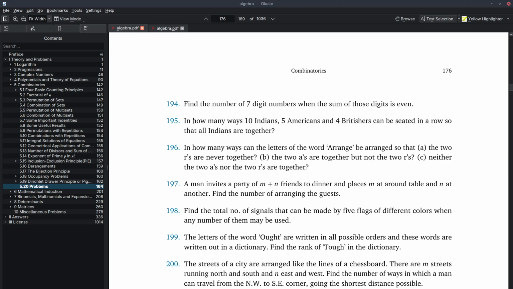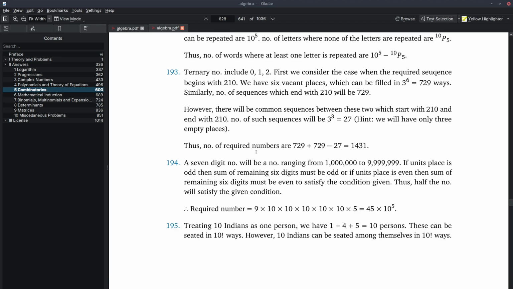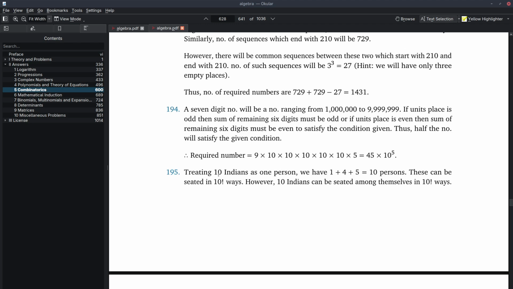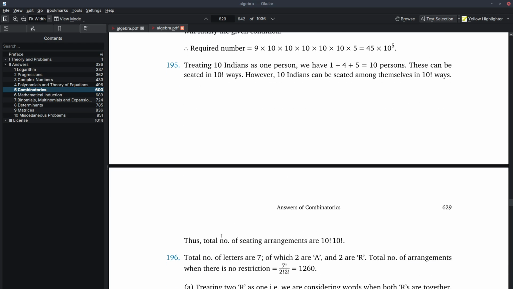Question 195 says that in how many ways 10 Indians, 5 Americans and 4 Britishers can be seated in a row so that all Indians sit together? So treating 10 Indians as one person, we have a total of 10 persons. These can be seated in 10 factorial ways. However, 10 Indians can be seated among themselves in 10 factorial ways. Thus, the total number of seating arrangements is 10 factorial multiplied by 10 factorial.